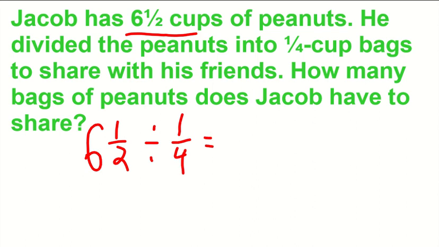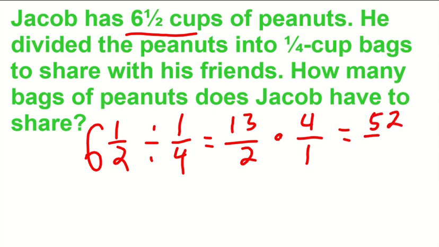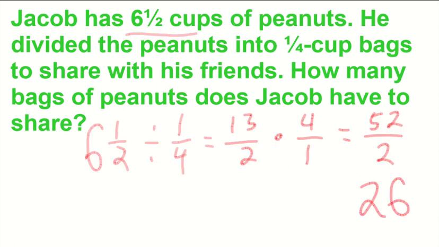Change that to an improper, the 6½. So that becomes 13/2. We do keep, change, flip. We keep the 13/2, change to multiplication, flip the 1/4. 52/2. Not always, but a lot of these types of problems do work out to whole numbers. So you can always try that division, and we get 26 in this case. Okay? Any questions with the fractions? That was a little more recently. Y'all probably remember that a little bit better.